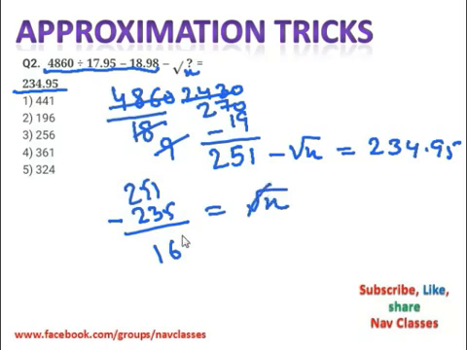235 is equals to under root x, so that will be 16. If we cut this under root, it will come on square. So what is 16 square? If you know, then you can write down straight away 256. If you don't know, then see what is the trick here.